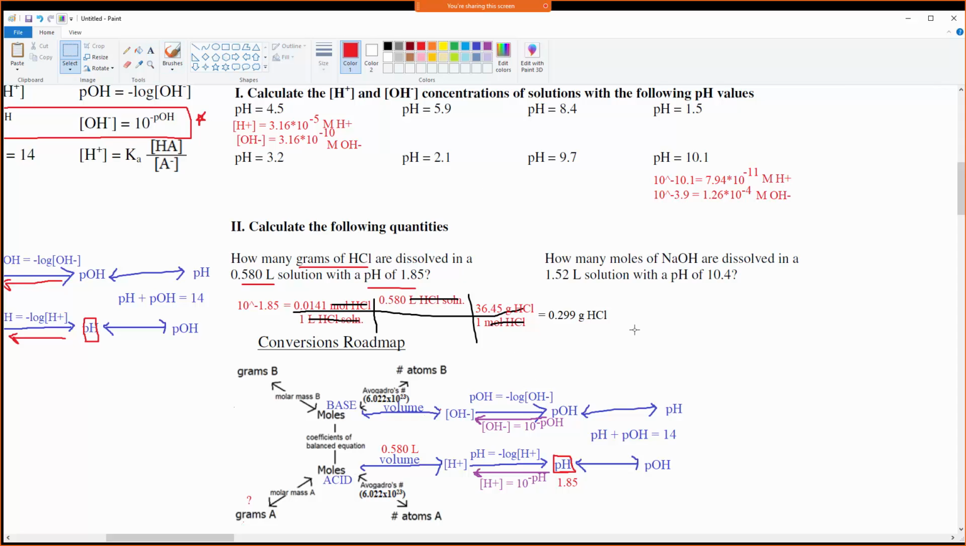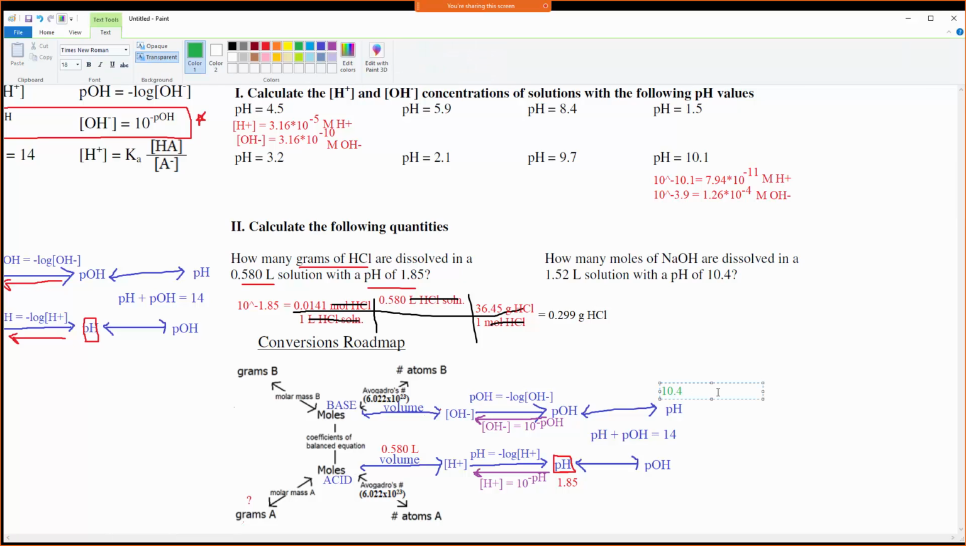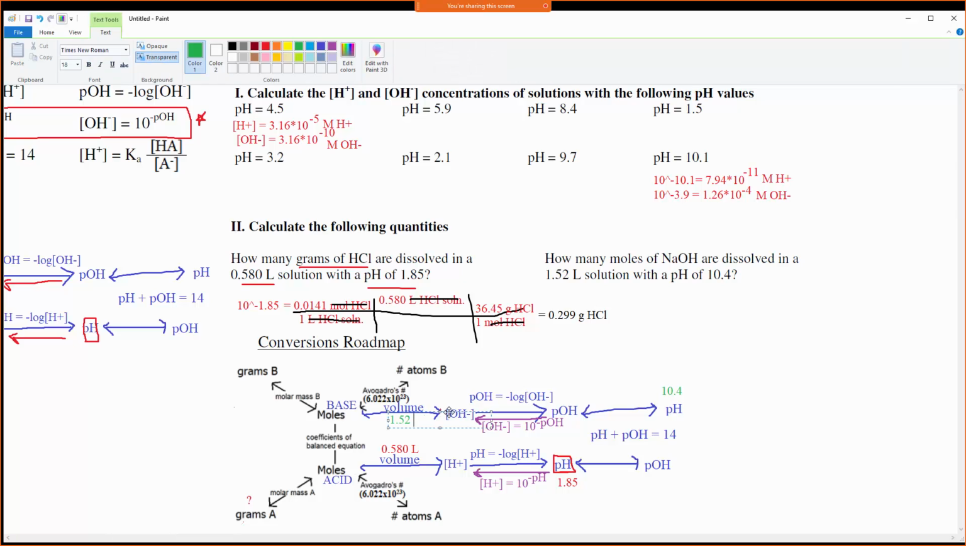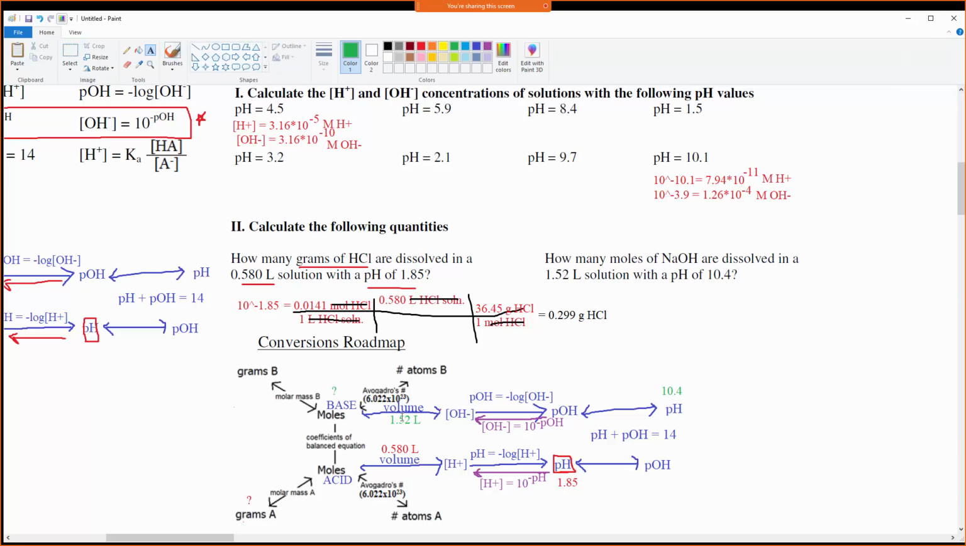I'm going to say, all right, my base has a pH of 10.4. So I'm all the way out here. Do this in a different color. We'll make it green. Okay, so my base has a pH of 10.4 and a volume of 1.52 liters. And they want to know the number of moles. Do we have enough information to solve this problem? Feels like kind of sparse.